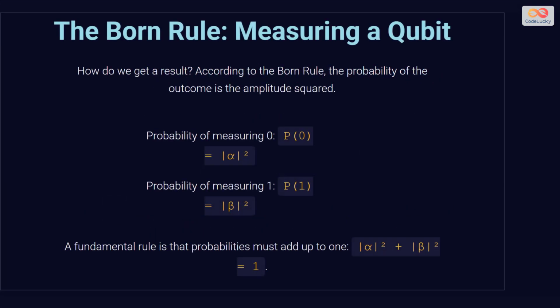So if a qubit is a mix of states, what happens when we measure it? The outcome is probabilistic, and the Born rule tells us how to find that probability. To find the probability of measuring the qubit as a 0, we take the magnitude of its amplitude, alpha, and square it. Similarly, the probability of measuring a 1 is the magnitude of beta squared. A key principle in quantum mechanics is that the total probability must always be 100%. So, the probability of getting 0 plus the probability of getting 1 must always equal 1.